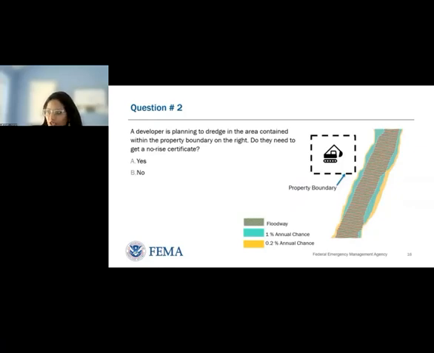So the next question. A developer is planning to dredge in the area contained within the property boundary on the right. Do they need to get a no-rise certificate? The developer is planning to dredge in the area within the property boundary. It's very close to the floodway, the 1% annual chance and 0.2% annual chance. So do they need to get a no-rise?